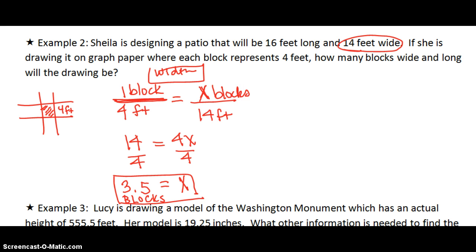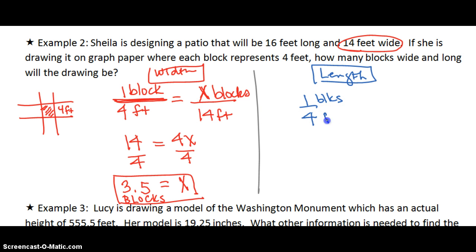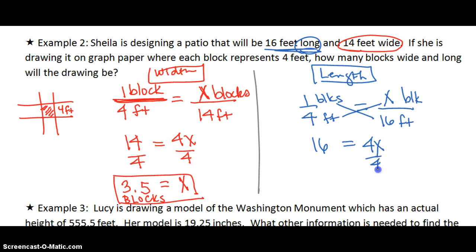Alright, the other half of the question asks, what about the length? So let's do that in blue. We're searching for the length. Our ratio is still 1 to 4, blocks to feet. I'm going to abbreviate blocks. It told us that the length, how long it is, was 16 feet. So how many blocks is that? That's what we need to find out. So we cross multiply. 16 times 1 is 16. 4 times x is 4x. Divide both sides by 4, and the length should be 4 blocks.